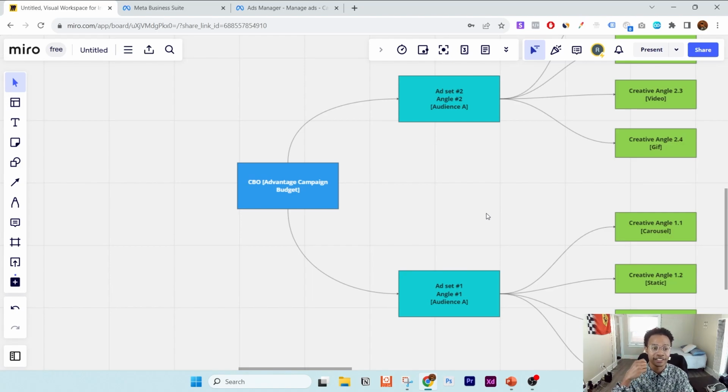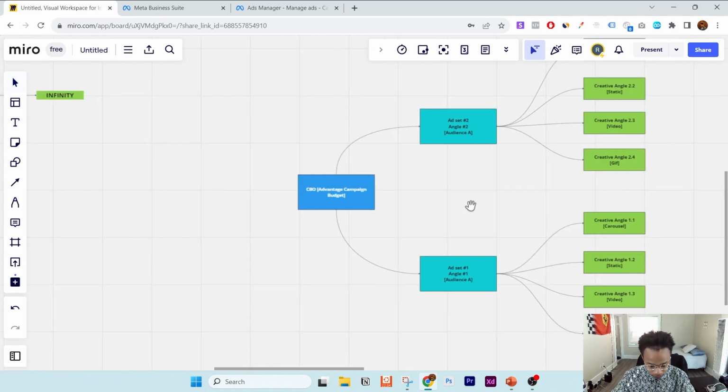I can't say that there's one blanket solution for testing Facebook ads because there's not. Each ad account is different. Each product is different. Each market is different. Each niche is different, right? So it's up to you to take these heuristics that I'm laying out and find what works best for you. So let's get into it.